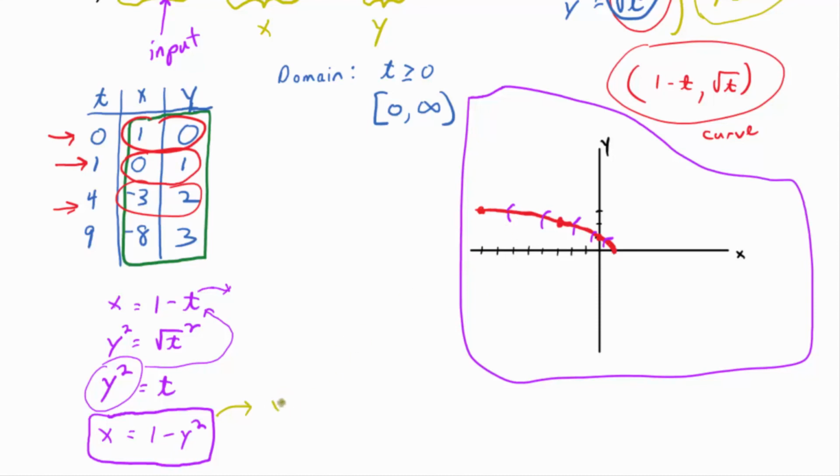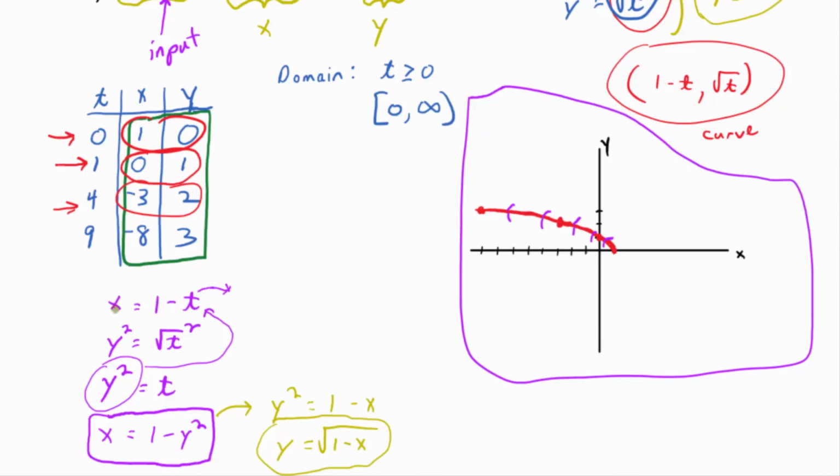So let's see, y squared would equal 1 minus x. Would you believe that from this equation? Add the y squared, subtract the x. Take the positive square root, and that would be the equation. So that's the way you eliminate the parameter.